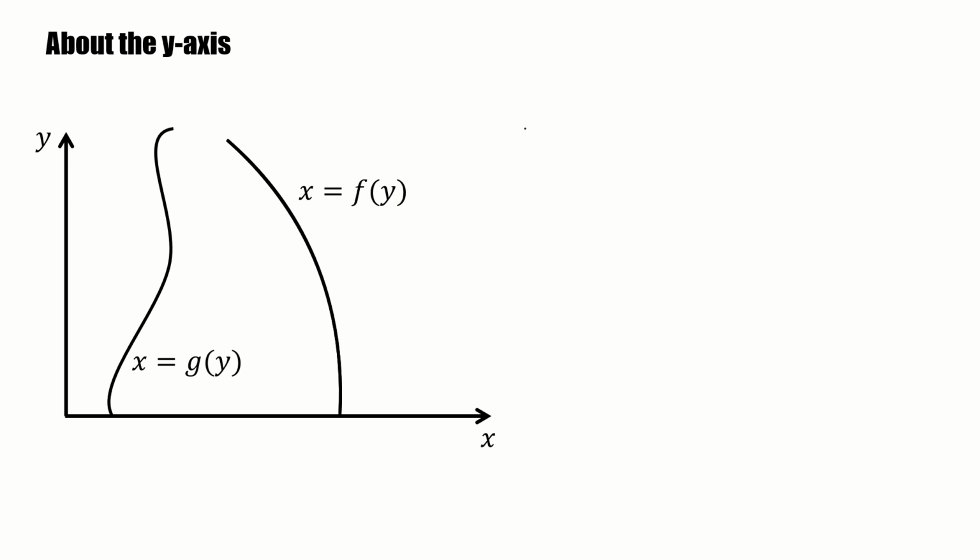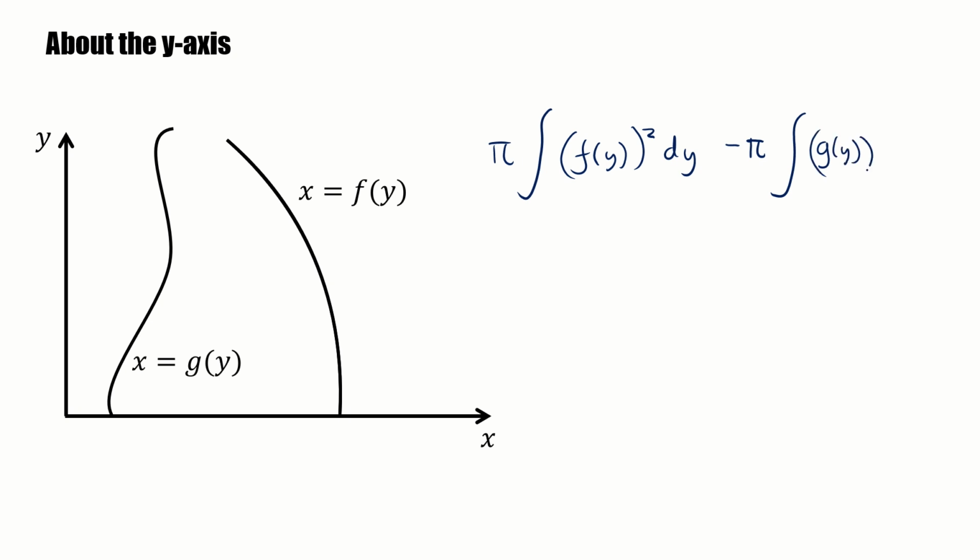So if you're doing volumes of revolution about the y-axis, for this scenario, instead I'd do pi lots of the integral of f of y, in other words the curve that's further to the right first, or in other words further away from the y-axis would be a better way of wording that actually, minus the integral of the curve that's nearer to the y-axis, which would be g of y, and again squaring it because it's volumes of revolution. And so that's how you do volumes of revolution between two curves about the y-axis.